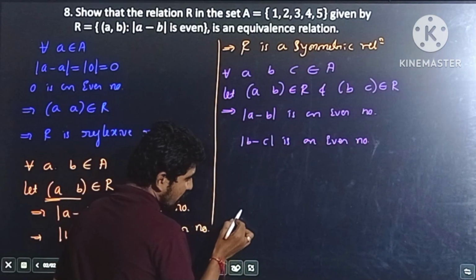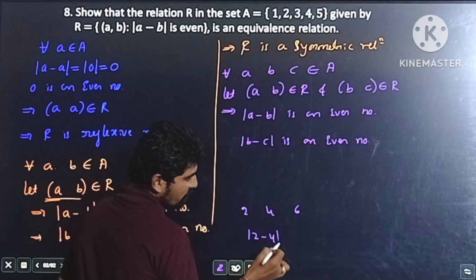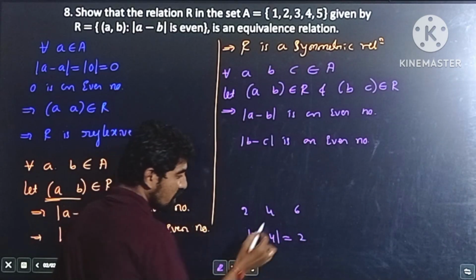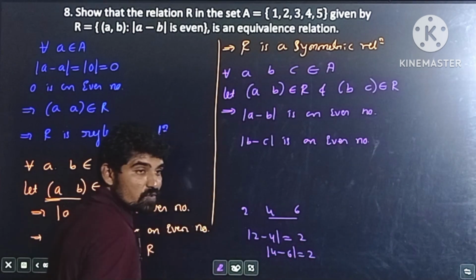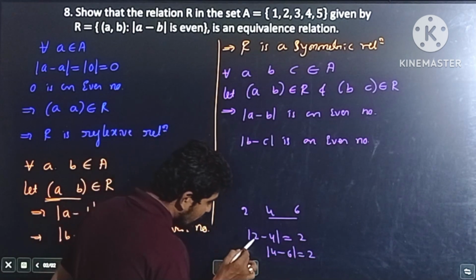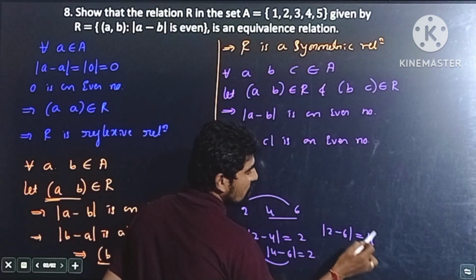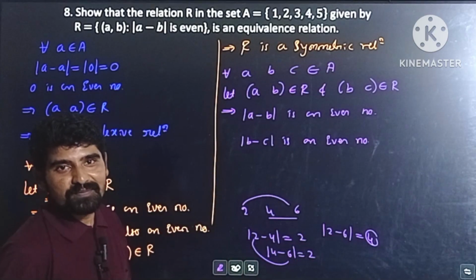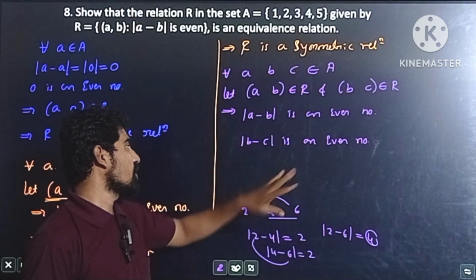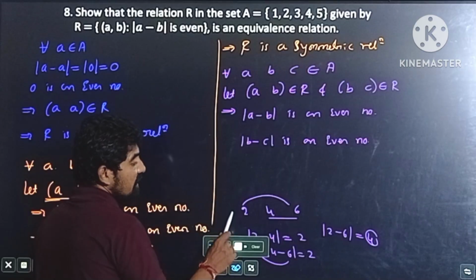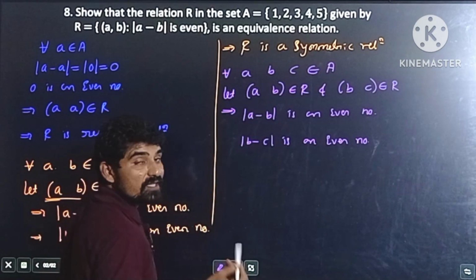Now see here, if I consider 2, 4 and 6, modulus of 2 minus 4 is equal to 2, an even number, and then modulus of 4 minus 6 is also equal to 2, which is an even number. Now for first and third, modulus of 2 minus 6 is equal to 4, which is also an even number. It means if modulus of A minus B is an even number and modulus of B minus C is an even number, then definitely modulus of A minus C is also an even number.